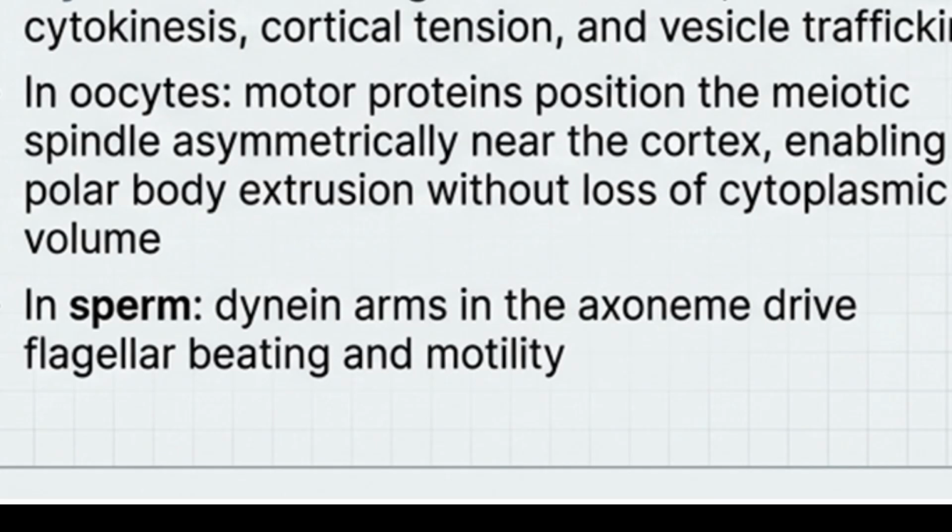In sperm, dynein arms in the axonemal microtubule doublets drive the repetitive bending of the flagellum. Absent or defective dynein arms produce immotile or severely dysmotile sperm, a direct cause of infertility that is diagnosable on electron microscopy of the sperm axoneme.